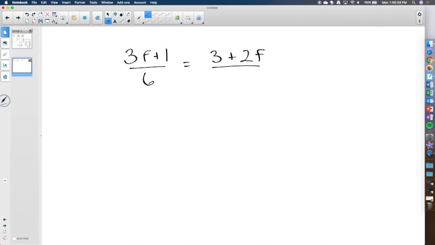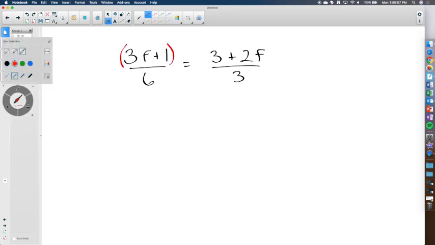If you guys don't like working with fractions, get rid of them, okay? And the easiest way to get rid of them is to find a common denominator. So a common denominator for 6 and 3 would be 6. So I'm going to multiply both sides by 6.